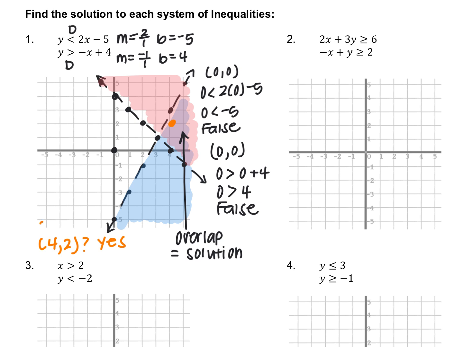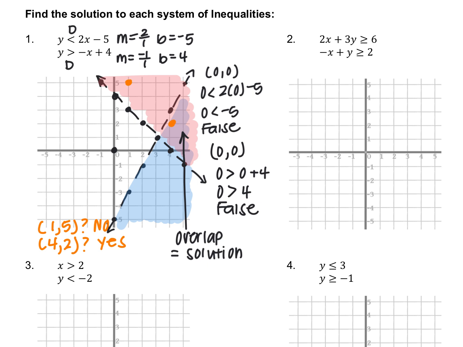Actually, let's do is 1, 5 a solution? So over 1, up 5. It's not in the overlap, so no. It's not a solution. So is our answer just the graph? In this lesson, I'm just checking to see, did you graph the lines right? Did you dash them? Are your shadings in the right spot? Does your overlap go in the right spot?